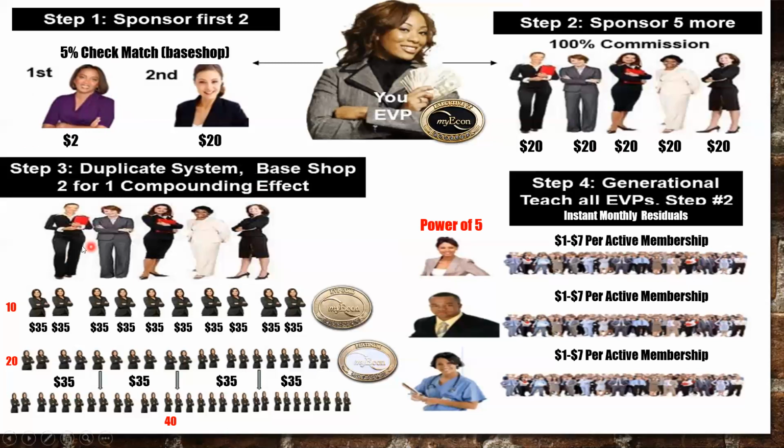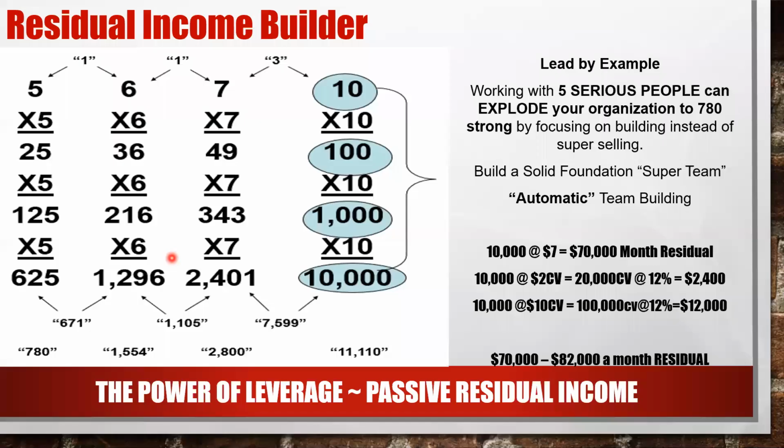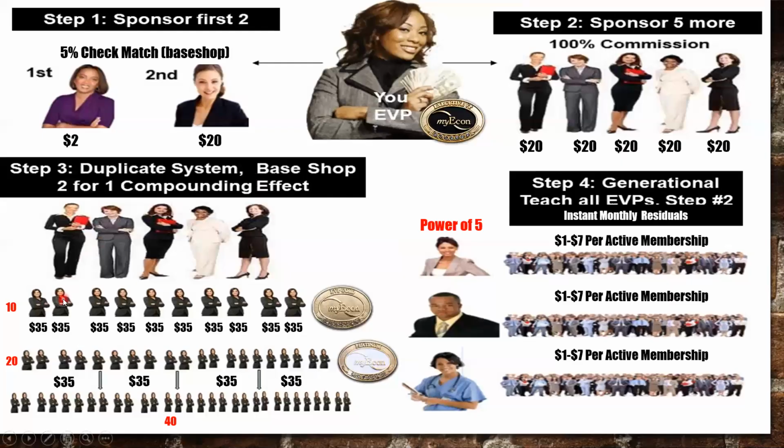Those 5 people are going to go to step 3. Step 3, these 5 people are in your base shop. Your 5 personals, anybody that you personally sponsor, is in your base shop. In order for them to get out of your base shop and become EVPs and open up their own base shops, they're going to have to sponsor 2 people. They're going to do the system. They sponsor 2 people. So this person sponsored 2 people.